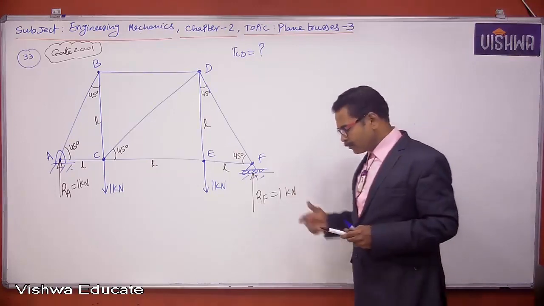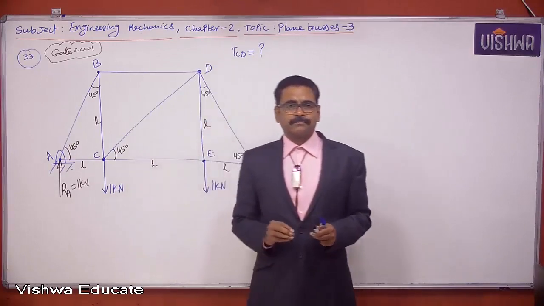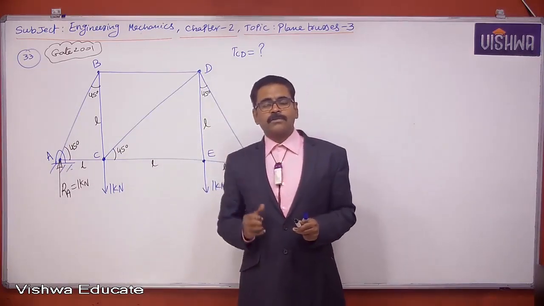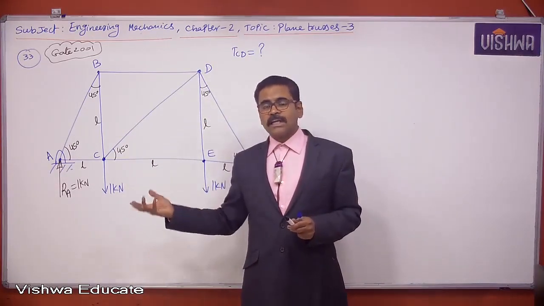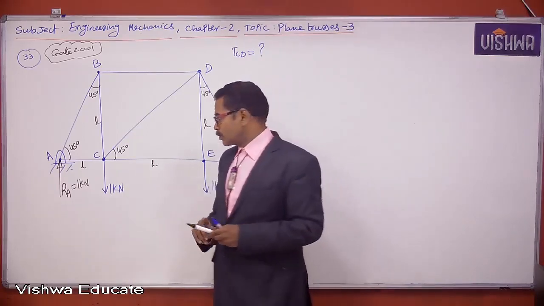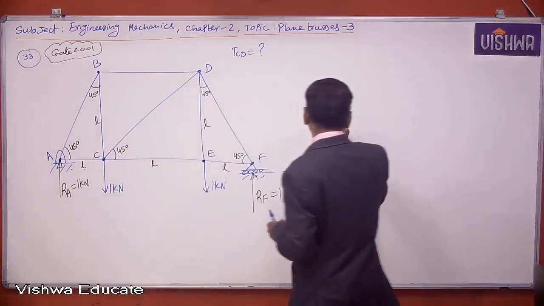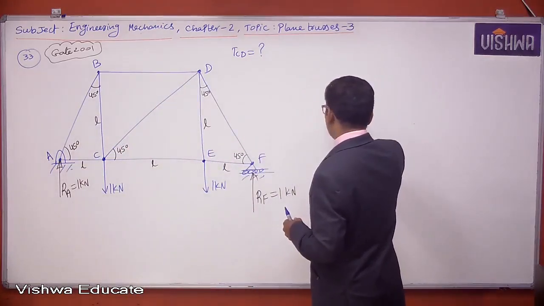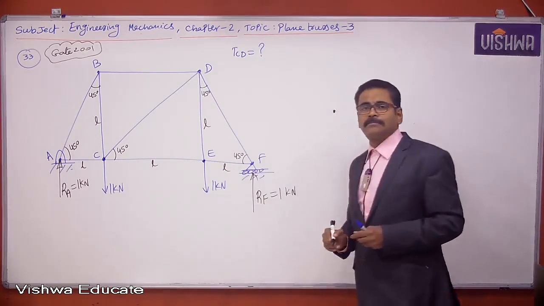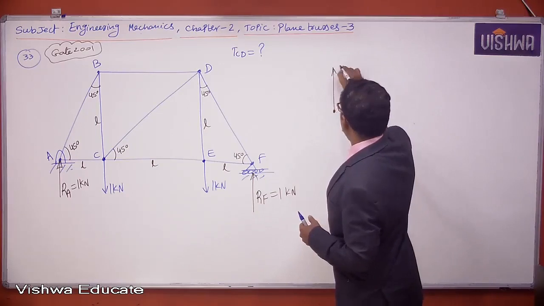If the number of unknowns about a joint is more than 2, you should not take that joint. You cannot find 3 unknowns by using equilibrium of a joint. So the number of unknowns should not exceed 2. So I am taking joint A here, right? About joint A, RA is acting in the upward direction. So this is 1.